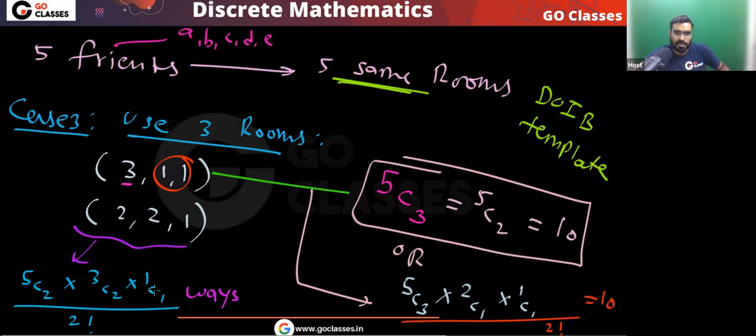What is the answer here? Calculate. What is this value? Anyone? See, this is 10 multiplied by 3 divided by 2. So this is 15, right? This is 15 ways. Okay.